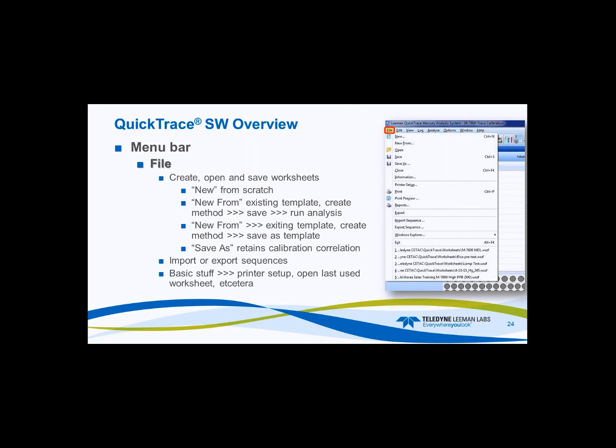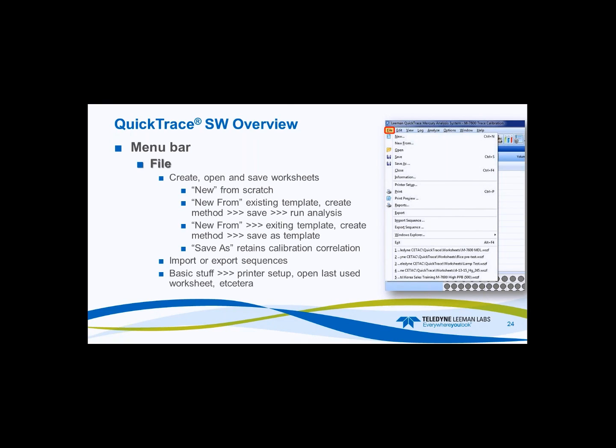So basically under the file, this is some basics for the system. You create a worksheet, you can open, save, you can do new from scratch, new from existing template, create a method and then save it as a template, and you can save as. Save as retains the calibration correlation from an existing worksheet, and then you can import and export sequences.